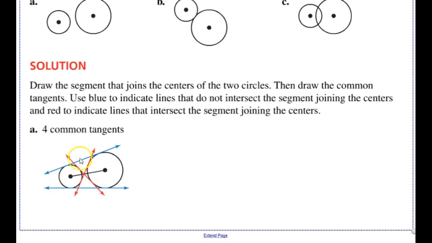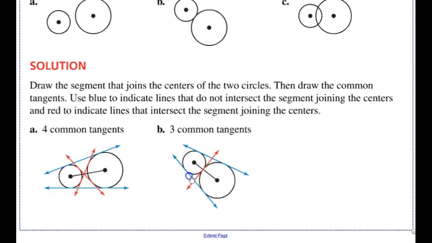So you'll see these two lines. This top line touches both circles at exactly 1 point. And this blue line down at the bottom touches each circle at exactly 1 point. Then these red ones also touch each circle at exactly 1 point. But these cross through that line that connects the centers. So that's why they're red. But here I have 4 common tangents.